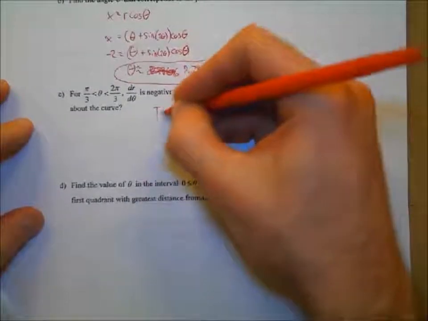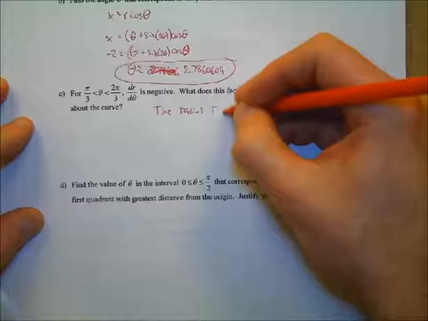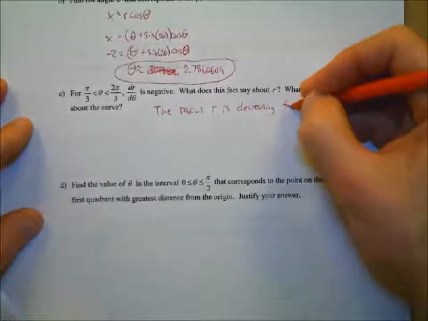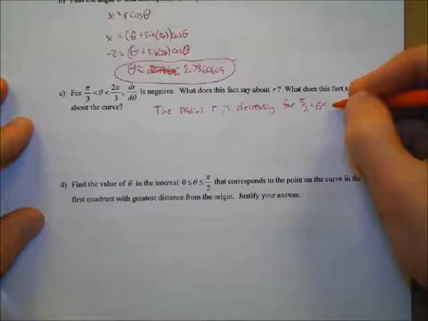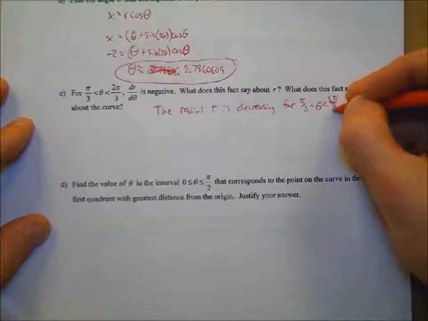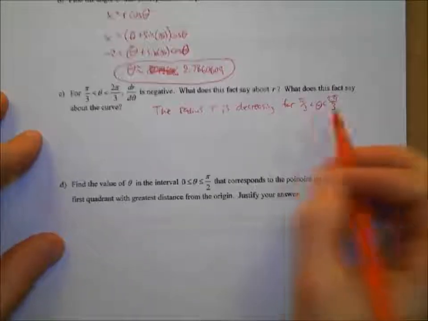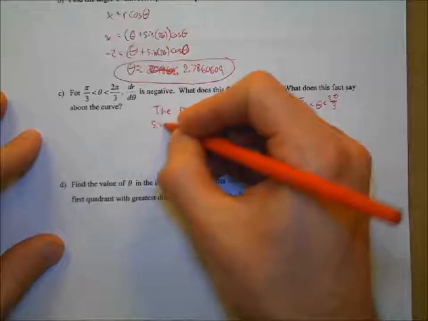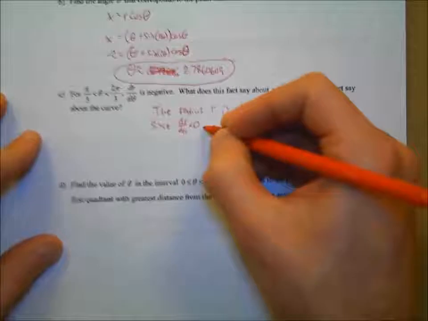So the radius r is decreasing for pi over 3 less than theta. It's important to mention that interval because, if you just say the radius r is decreasing, well, okay, that's true for some of it, but maybe not for the whole thing. And so you want to make sure you indicate the interval there. For pi over 3 less than theta less than 2 pi over 3, since dr d theta is less than 0 on that interval.